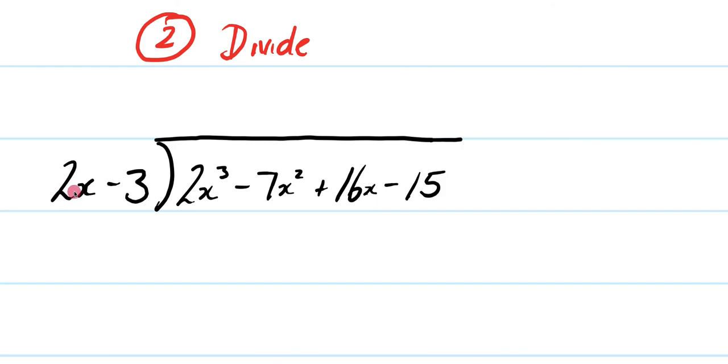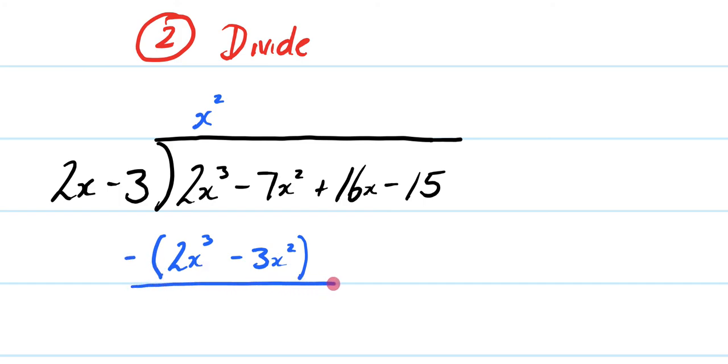So let's now give this a go. Okay, so let me change color. I'm going to go 2x cubed divided by 2x, so it's going to be x squared. Then I'm going to go x squared times 2x is 2x cubed, then x squared times negative 3 is negative 3x squared. Then I'm going to put brackets around this, subtract, and put a line here.